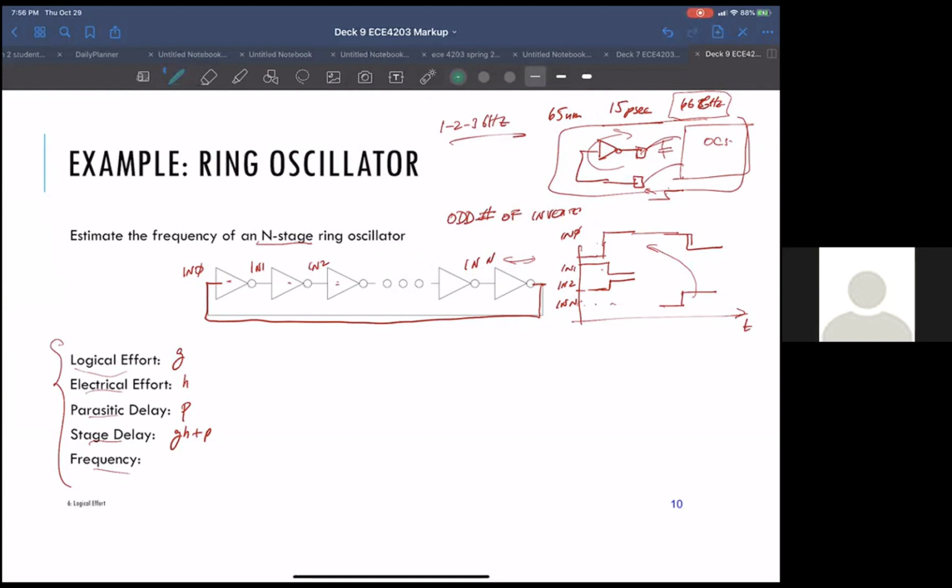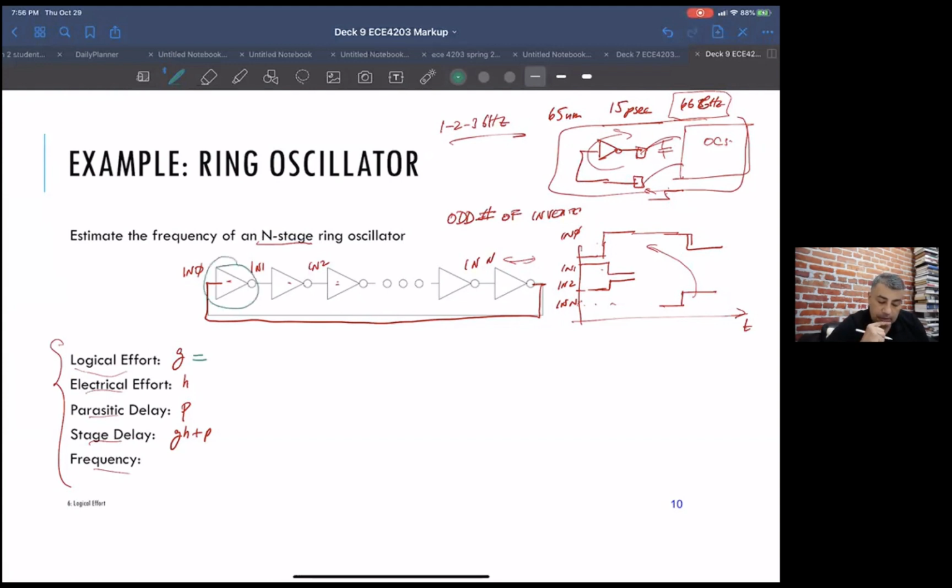So what's the logical effort? Remember, each one of these is just an inverter. It's like a 3RC, but we have to multiply by n.